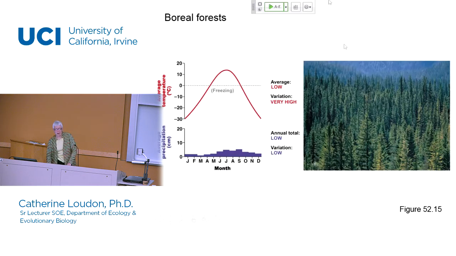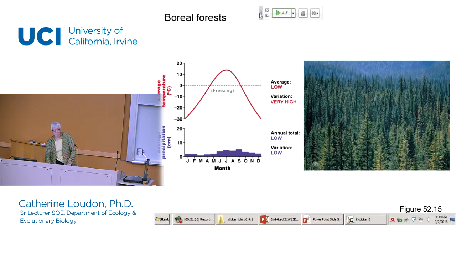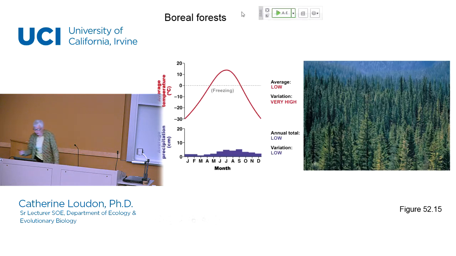Okay, next forest biome, the boreal forests. This term here, boreal, means north. And these are now very far north. One thinks of the boreal forest as found on the order of about 60 degrees north, or slightly farther north.